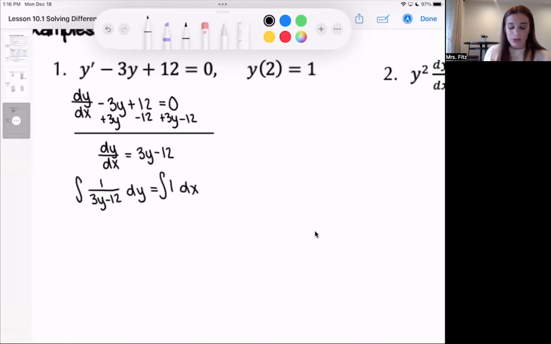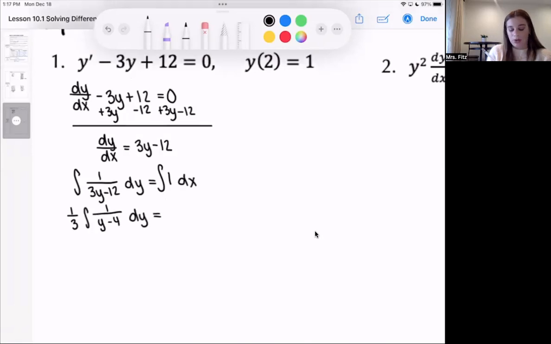We integrate both sides. Now it's up to you. What you could do here, just because I'm noticing in the denominator there that 3 and 12 have a GCF of 3, you could, to make this a little bit easier, pull out a 1/3, and then you're integrating 1 over y minus 4 dy.